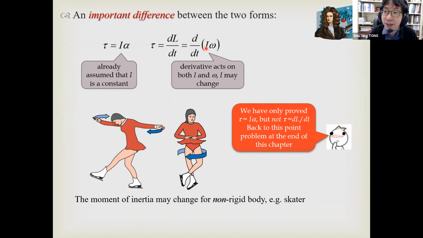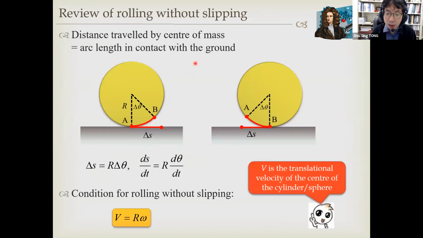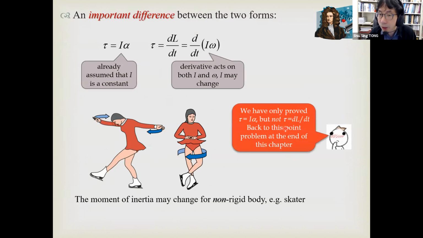But for the case with I changing, putting the I into the derivative is not trivial. It requires some proof that goes beyond what we have just discussed, right? So the question is whether this form is correct if I changes. Now the answer is, this form of Newton's second law is in fact correct, even if the body is not a rigid body, even if I does change.